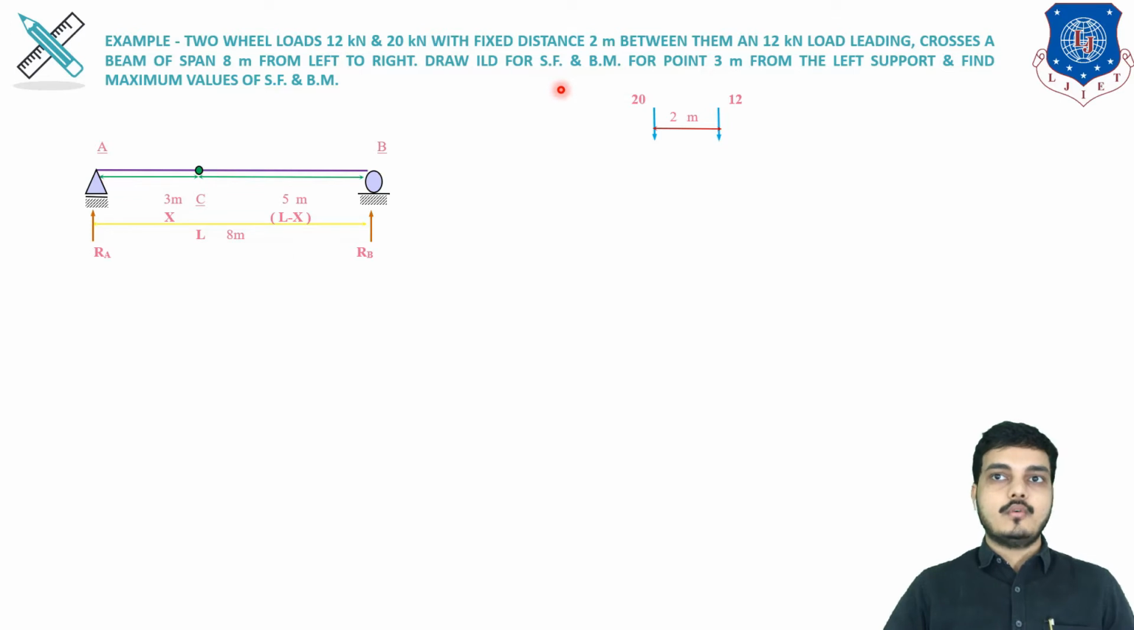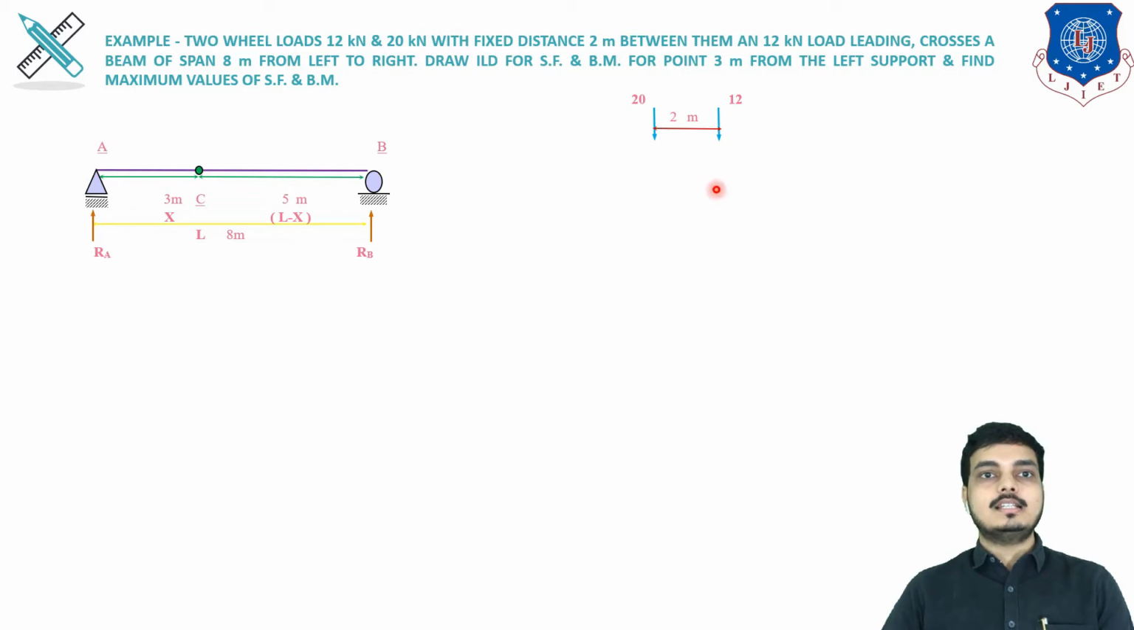So right now it has been asked for shear force and bending moment only, and for that the section is given at 3 meters. Now look, a number of data are given. These are point loads, and for these point loads there are two distances, in which the 12 kilonewton load is leading. The beam is of 8 meters and we have to find the shear force and bending moment at the 3 meter section only. Now find the maximum values of this shear force and bending moment. After drawing the ILD we will also find the maximum values. It is quite similar to the previous sum. Let's see how to solve.